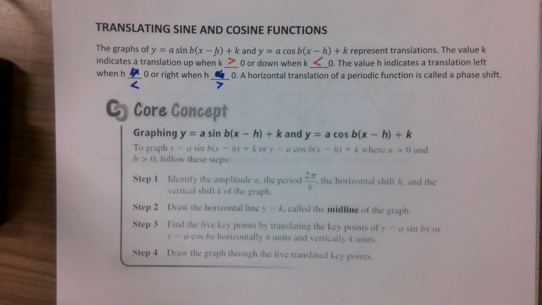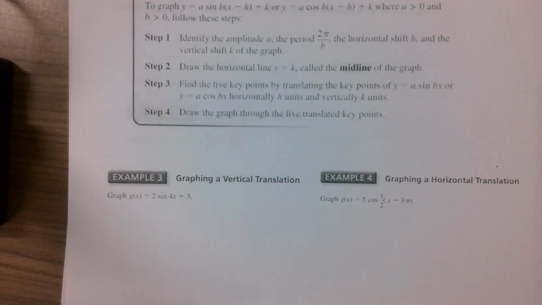So we have a bit of a different way of graphing these now. Some things stay the same, but some things are very different. Step 1 is going to be mostly the same. We want to identify the amplitude, the period, but this time we also want to take note of our h and k, whether we're shifting horizontally or vertically. So let's take a look at example 3.